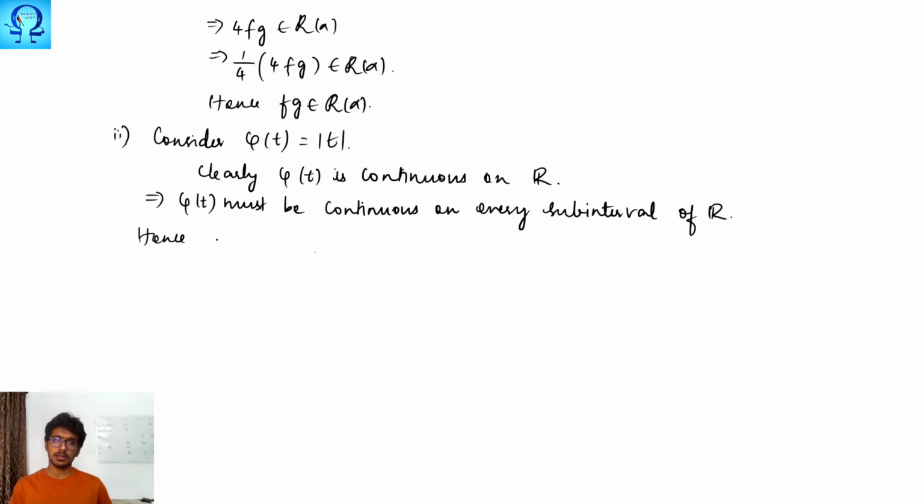Hence, phi of f, that is absolute of f, is RS integrable. I have just made use of the theorem that I stated in the previous page. That's it. So this is RS integrable. This we have proved. Next, what should we prove? We will have to prove what is the integral value.